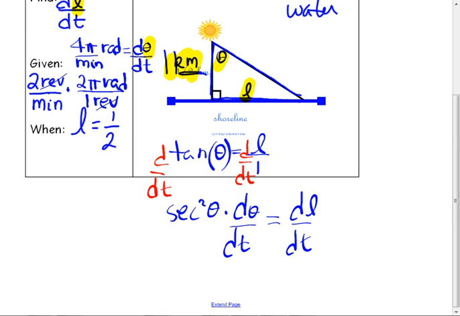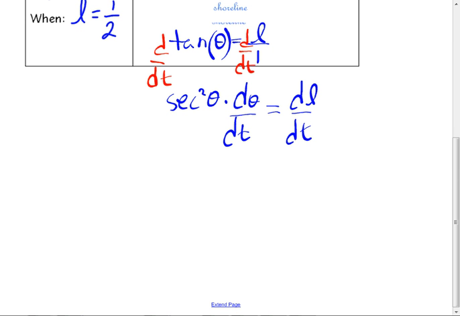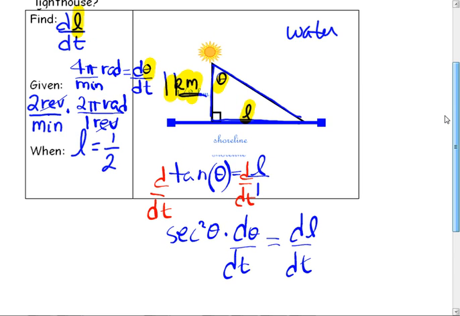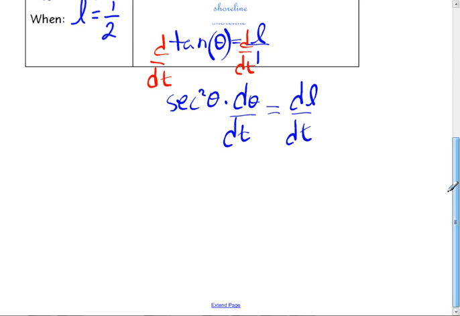We slide it up. Secant squared of theta times d theta dt equals dl dt. I want to find dl dt, which is nice, because all I have to do is figure out what the secant squared of theta is. And some of you are going to say, well, I don't know what that is.